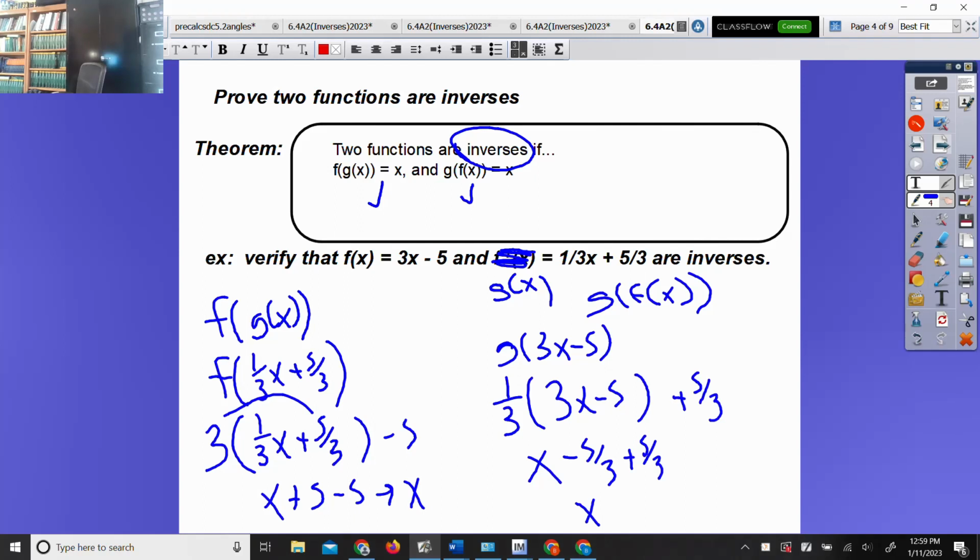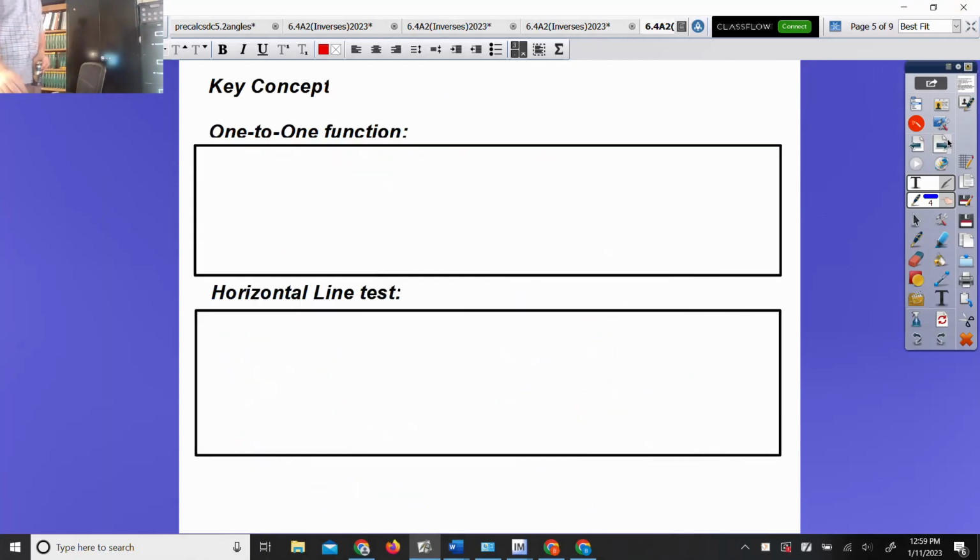I don't know if it's in your homework or not. I cannot recall. By homework, you mean the twin? No, I mean that big old packet with 98 questions. Key concept, one-to-one function.